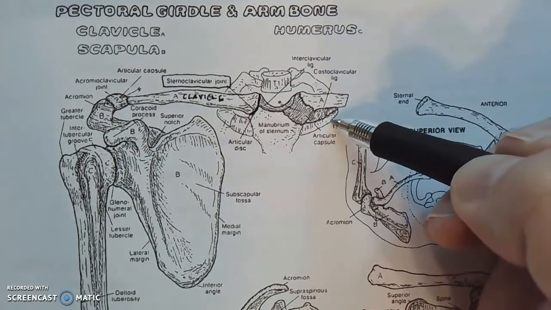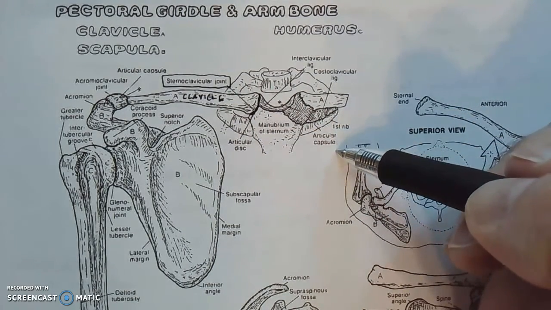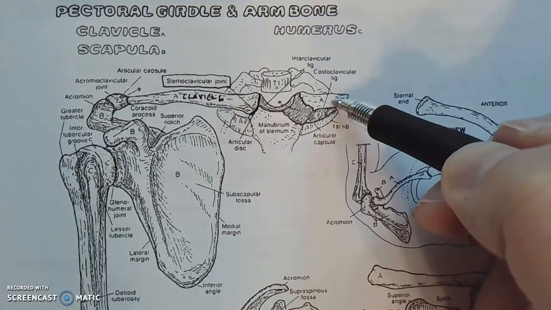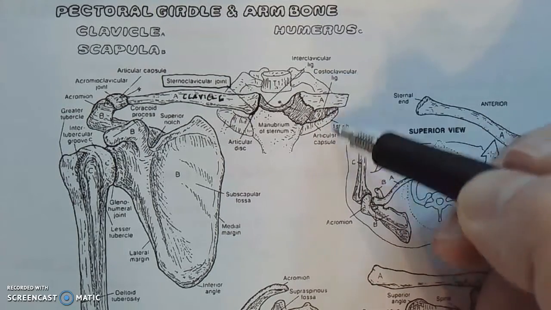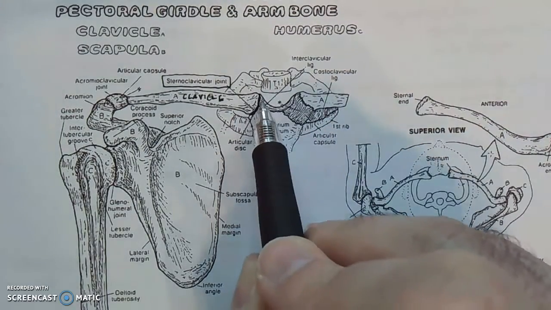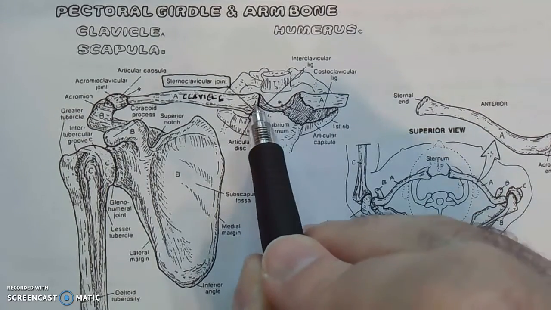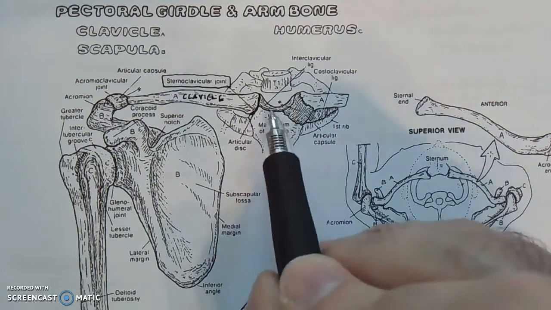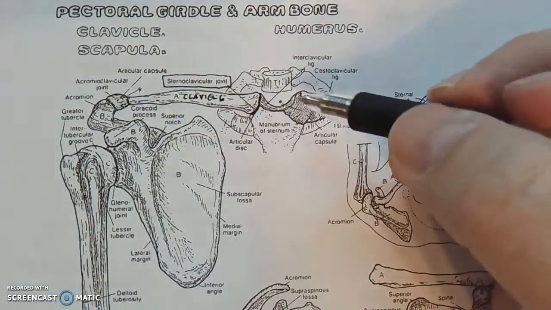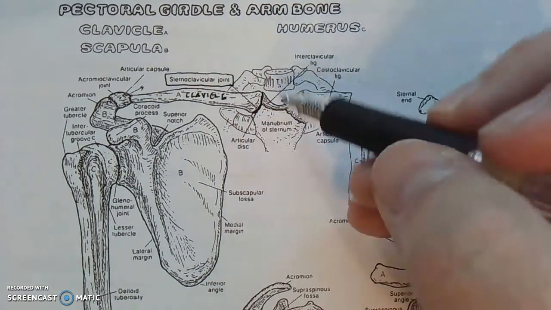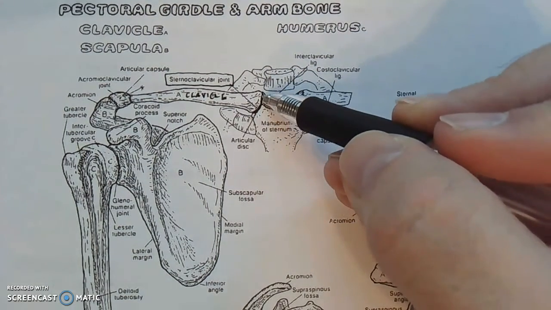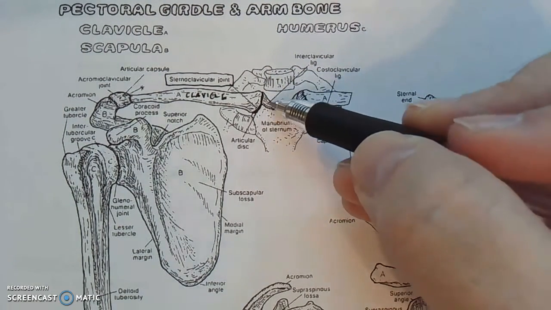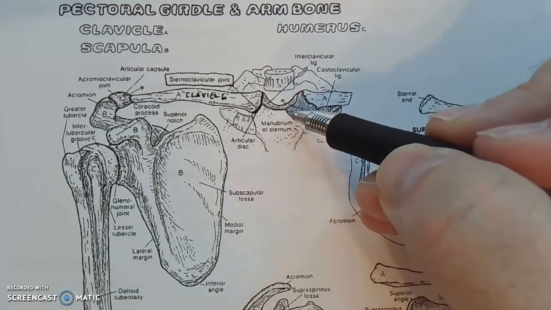So we have a ligament between the first rib and the clavicle called the costoclavicular ligament. Then we have a ligament that goes between the two clavicles called the interclavicular ligament. You don't need to know those, but you can actually feel this right at the base of your throat. You can feel where these articulate, and you can feel this little groove right here.